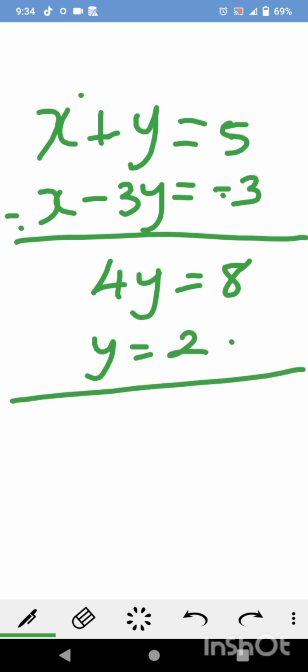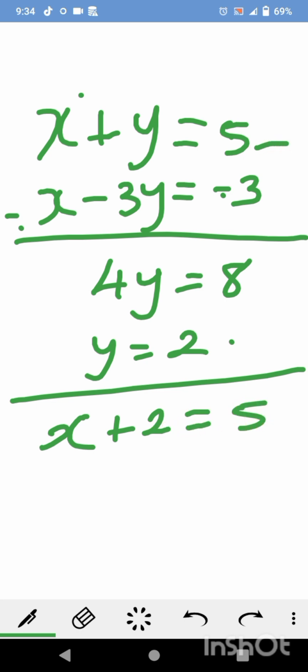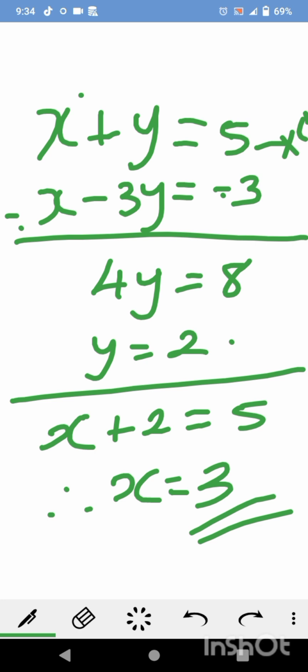Now, to find x, using equation 1, we have x plus 2 equals 5. That tells you that our x must be equal to 3. Alright, so that's how you solve for that. So x is equal to 3, y is equal to 2. These are the values of x and y for the simultaneous linear equations involving indices.